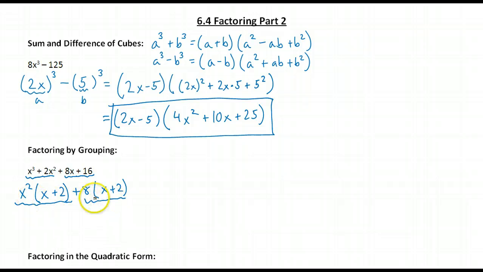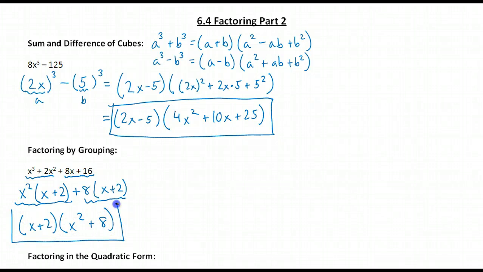Between these two terms, I have an x plus 2 common. And if I factor an x plus 2 out, I'm left with x squared plus 8. I can't factor x plus 2, and if I look at x squared plus 8, I have the sum of two squares. I can't factor this anymore because of this plus sign.